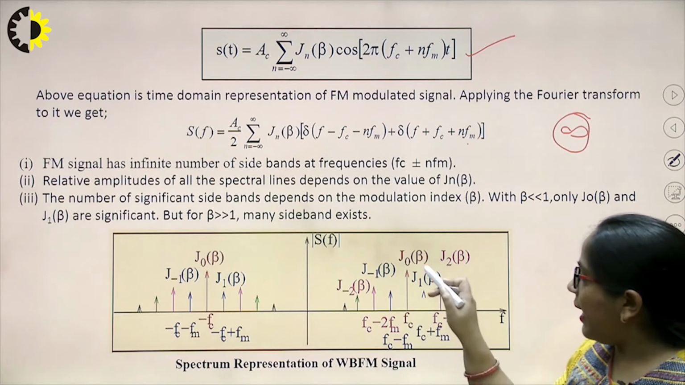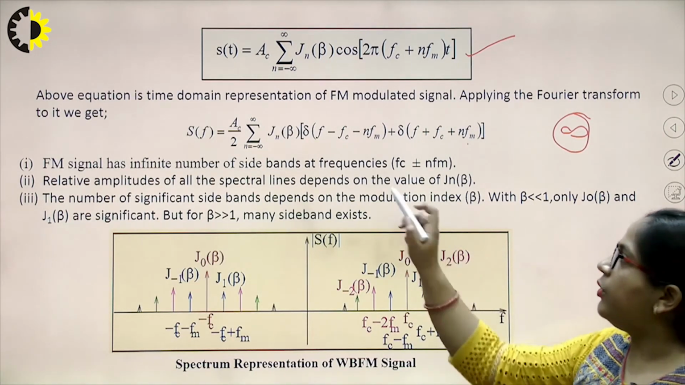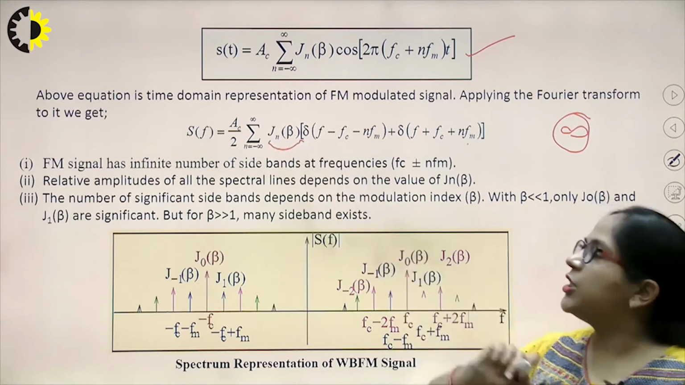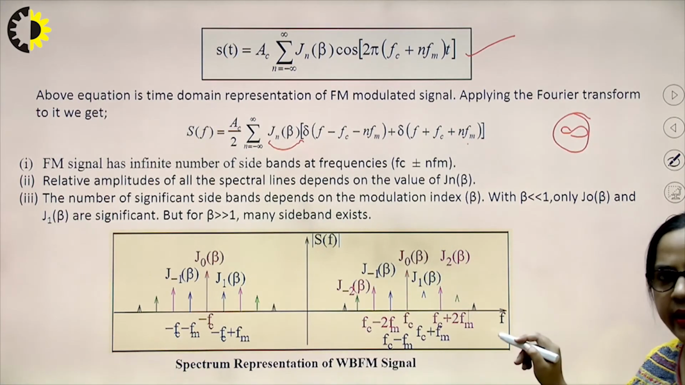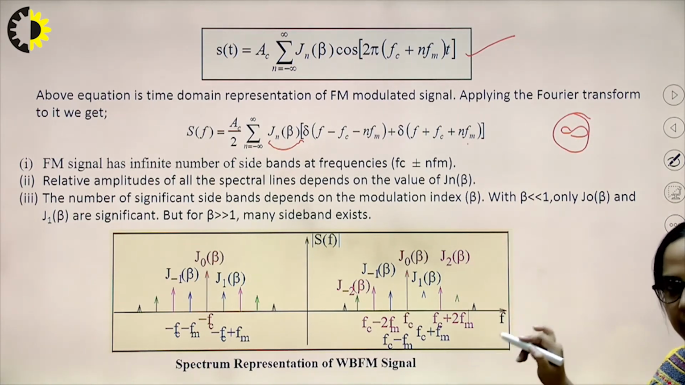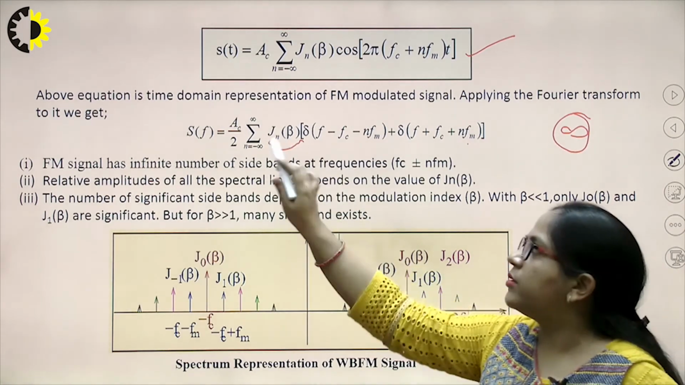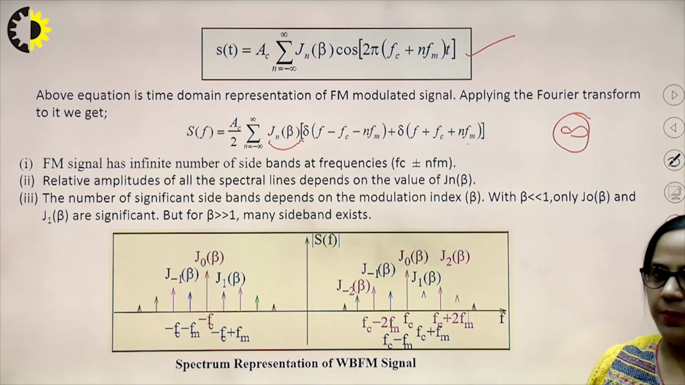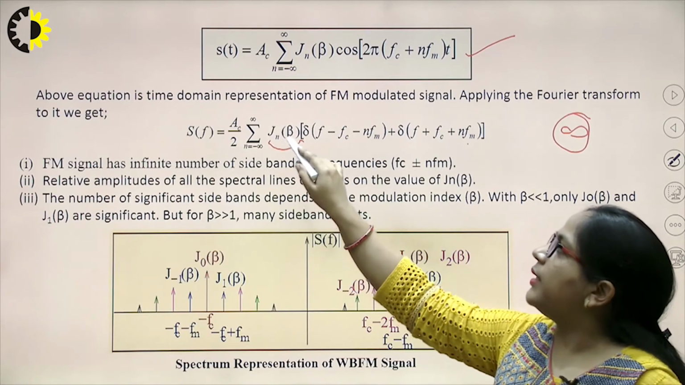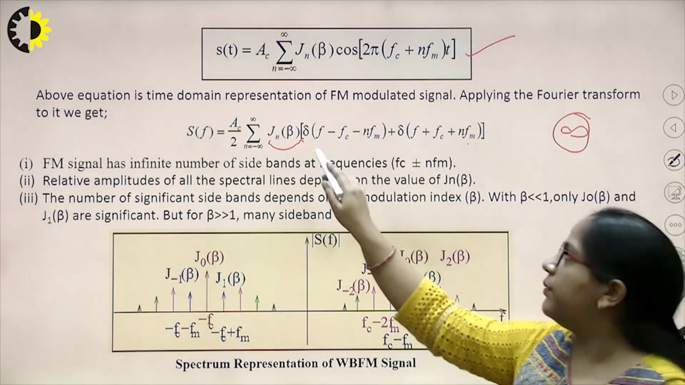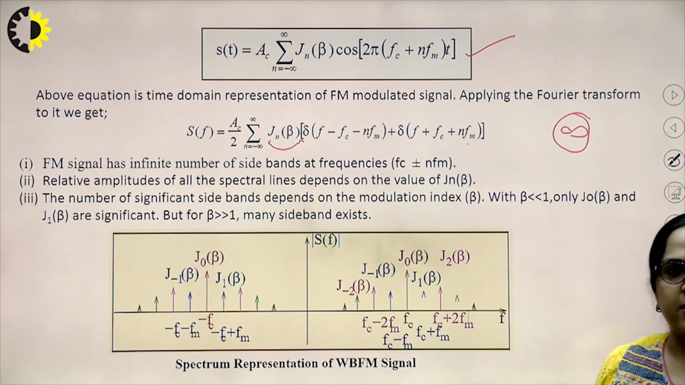The relative amplitude of these sidebands will depend upon the value of this factor, that is Jn beta. The number of sidebands will be infinite and the amplitude of the sidebands will depend on this term Jn beta. Ac by 2 is a constant, Jn beta is variable. The value of Jn beta will depend upon the value of n. As the value of n will vary, the value of this Jn beta will vary. What is this Jn beta? This is the basis function.